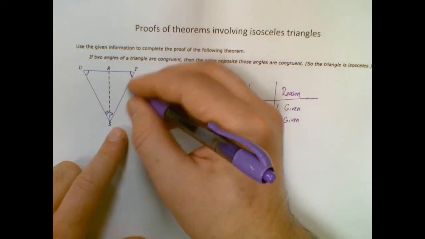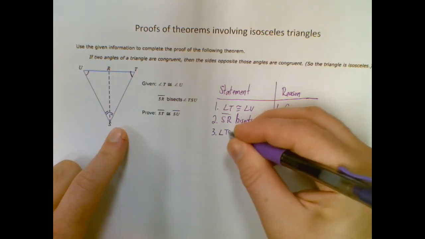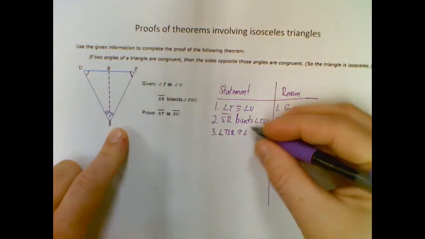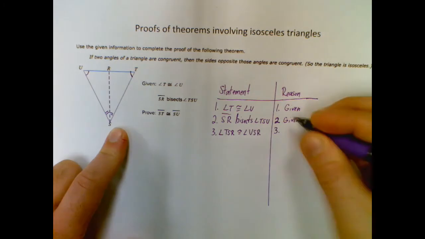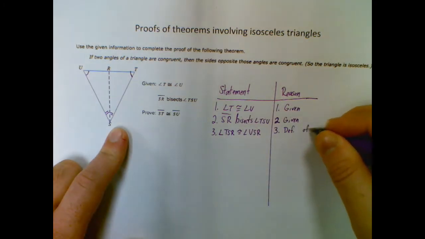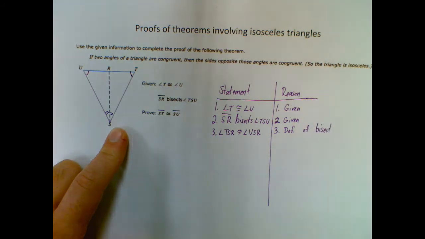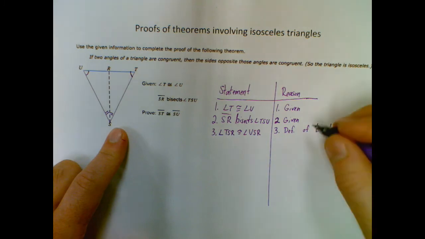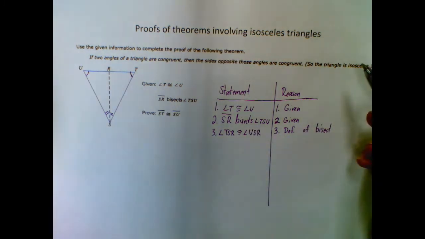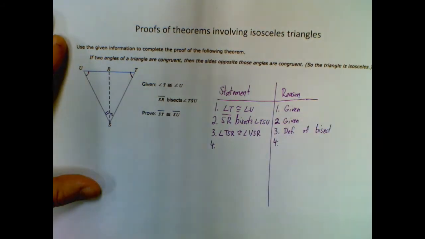So angle TSR is congruent to angle USR, because it's bisected. So the definition of bisects, or specifically definition of an angle bisector, because that's what we're cutting. Okay, so I have that.